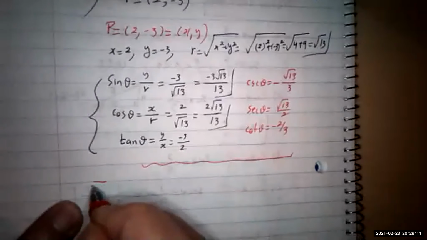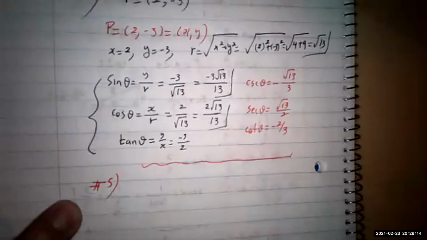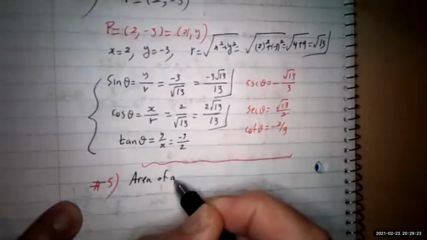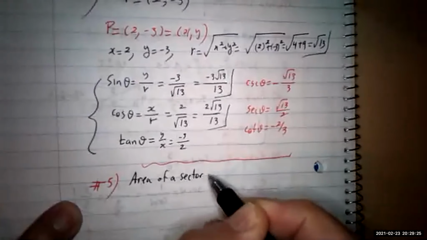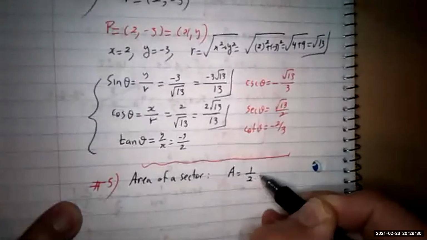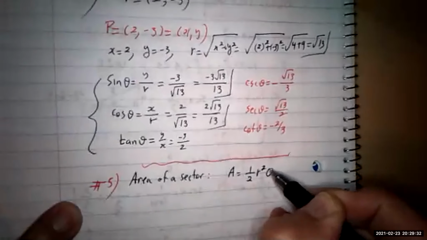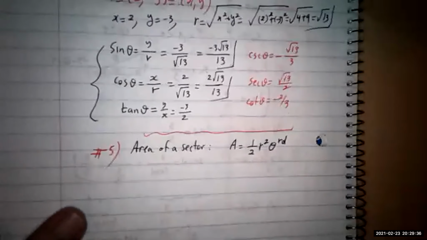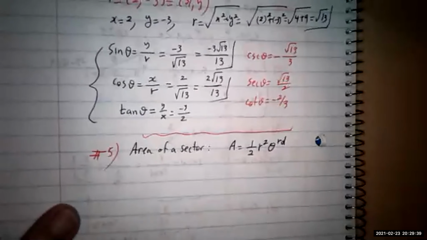Okay, number 5, area of a sector. You want to find the area of a sector of the radius. You must know the formula: area of a sector is 1/2 r squared theta, with theta in radians. Don't miss it. Some people miss that one. If the angle is in degrees, you have to change it to radians. Okay, so it's straightforward.